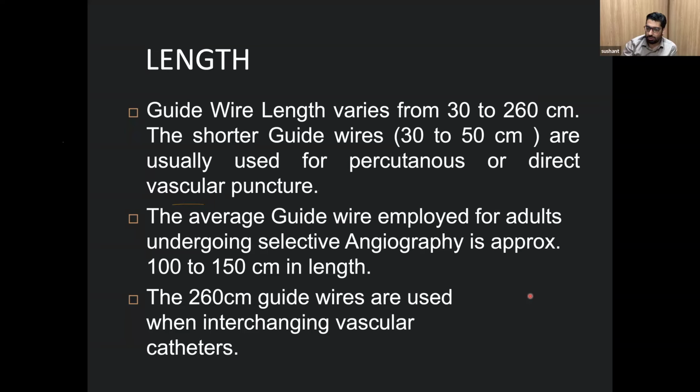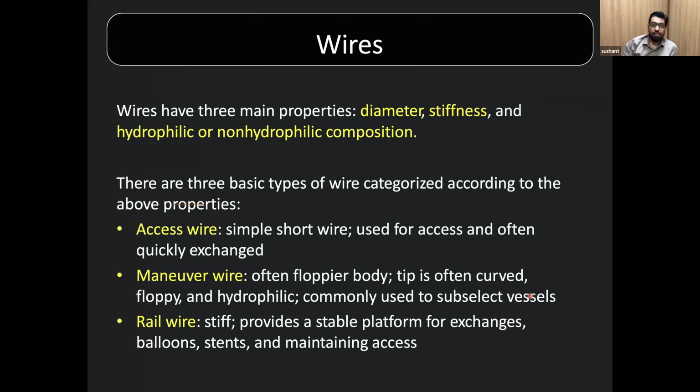260 centimeter wires are wires over which we can change the whole of the catheter. A 100 centimeter catheter can come out and we can introduce a new catheter. So 260 centimeter guide wires are known as exchange guide wires. Wires again depend on the diameter, stiffness, and hydrophilic or non-hydrophilic coating.